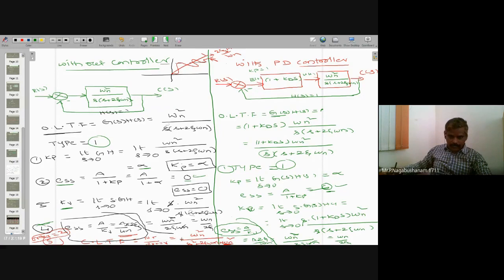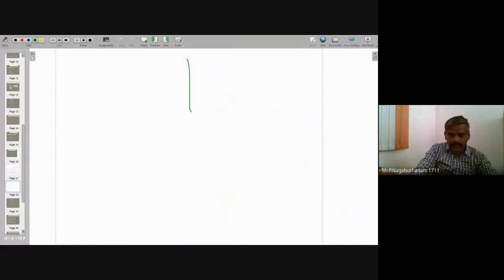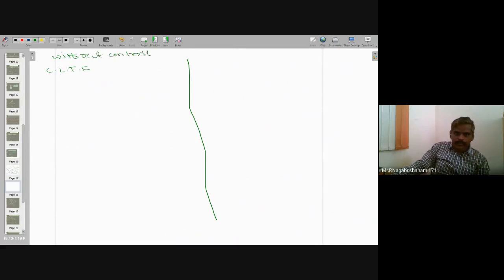Because I have no place here, let me use the next page. Yes, on the left side, without controller. This is the closed loop transfer function without controller. This is without controller. This is with PD controller.